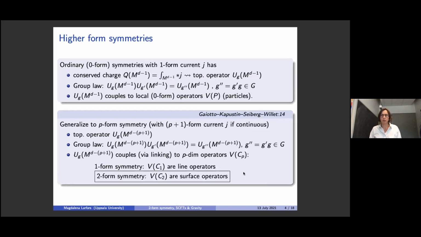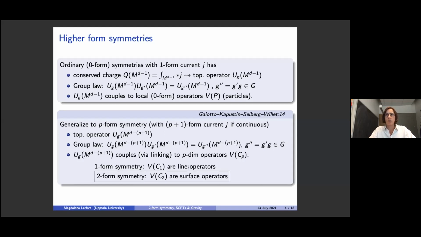We can generalize this, and this was done in 2014 by Gaiotto, Kapustin, Seiberg and Willett, to p-form symmetries, where if we have a continuous symmetry, we would replace the one-form current with a (p+1)-form current. We can then integrate that and get conserved charges. More generally, we can talk about these topological operators, which will then be related to submanifolds of codimension p+1.